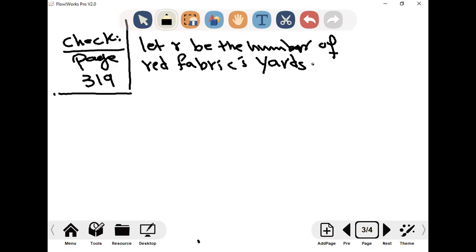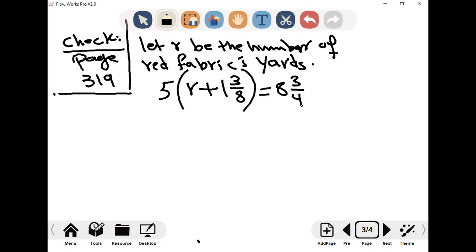Now, each costume needs two types of fabric, red and blue. The blue is given, 1 and 3/8. So each costume needs the red and the blue, which is R plus 1 and 3/8. This is for each costume. How many costumes? Five. So this will repeat five times, right? So all of this is multiplied by five, the total of all the fabric. This is the equation. In part A, you need to select which one? A. So this is part A.